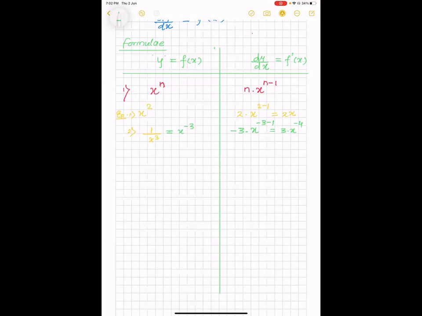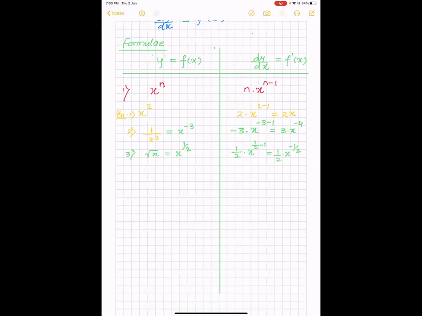Now, what if you have something like root x? A root x can be written as x raised to half. So this is in the form of x raised to n, and we can apply the formula again. We get half times x raised to half minus 1, and half minus 1 is nothing but minus half. So finally we get half times x raised to minus half. I think I took enough examples based on the formula. So finally, the derivative of x raised to n is n times x raised to n minus 1.